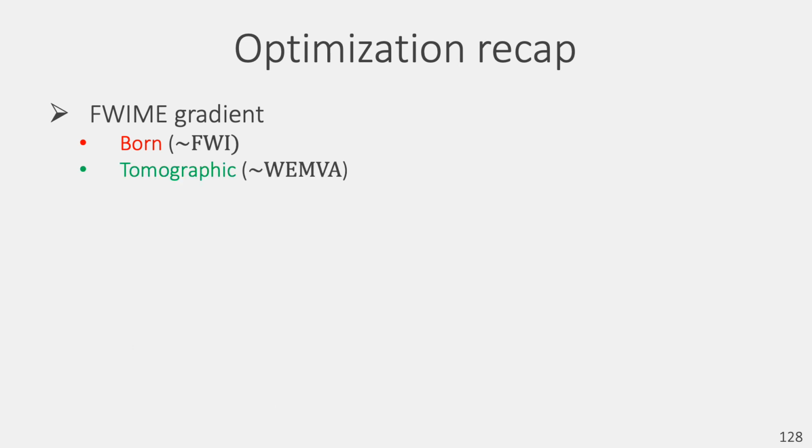Okay, let's recap what we have learned in the first half of today's video. First, we saw that the FWME gradient is composed of two terms, a borne term similar to FWI, and then a tomographic term similar to a wave equation MVA gradient. And this tomographic term is very good at recovering the missing low wave numbers of the velocity model, even just with the reflected events.